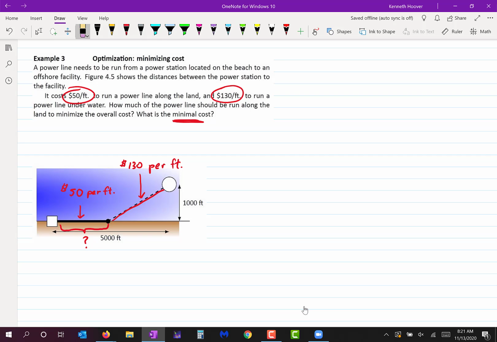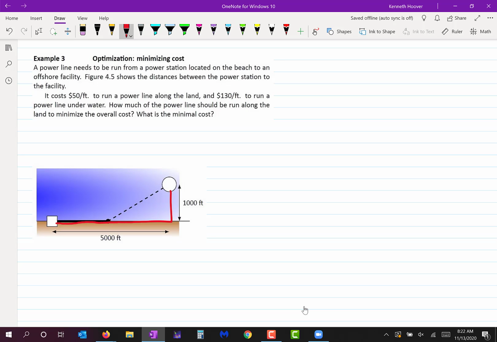The two extremes are this. You might have one person say, well, it's so much cheaper to run the power line on the land than it is in the water, so why don't we do this? Why don't we go all the way down the beach and then turn and go straight out? That's one suggestion, right? Let's see how much that would cost.